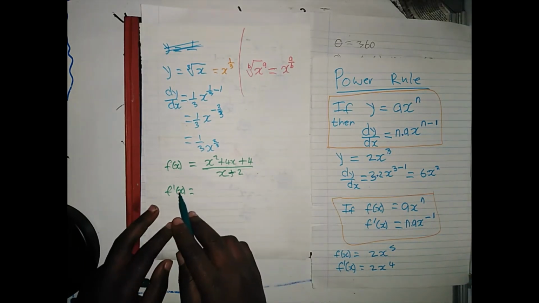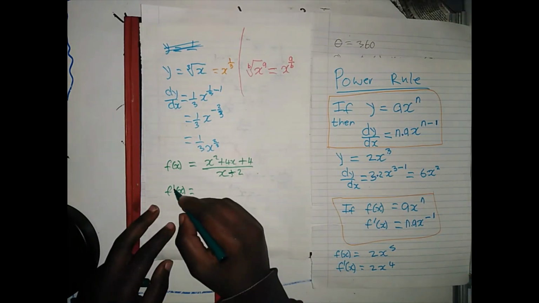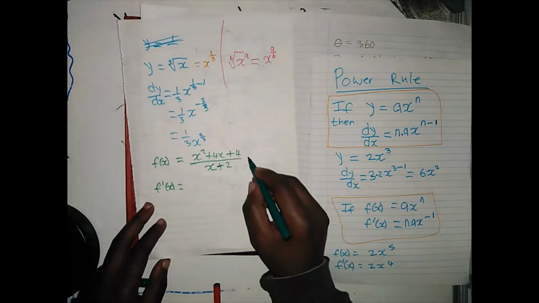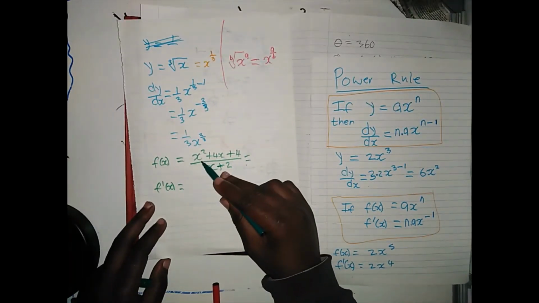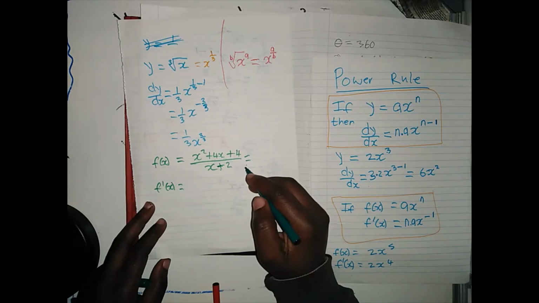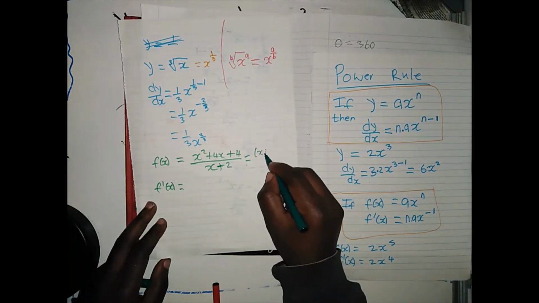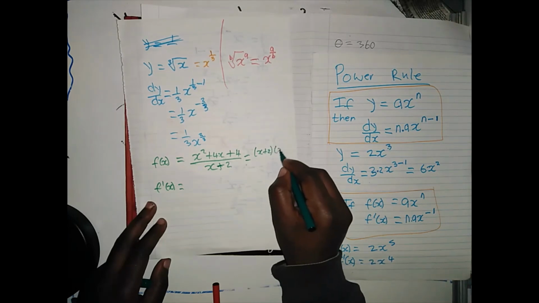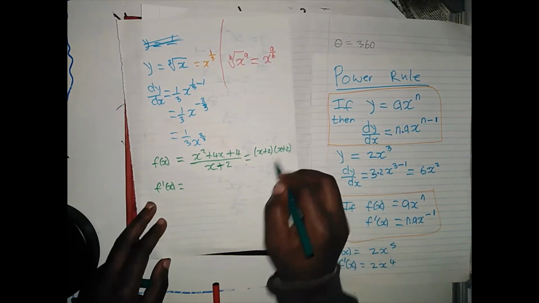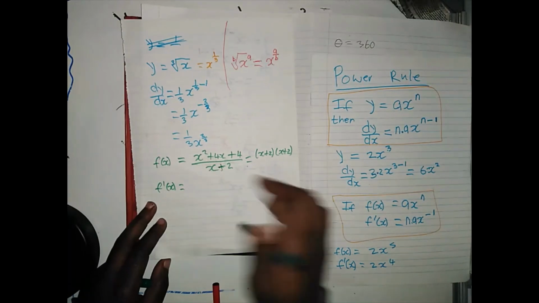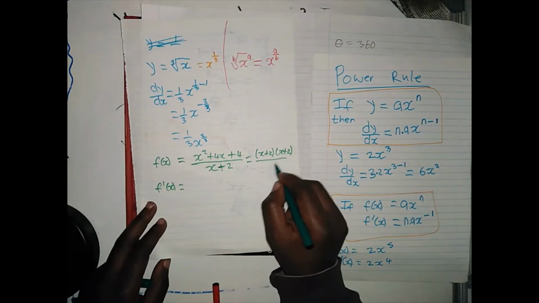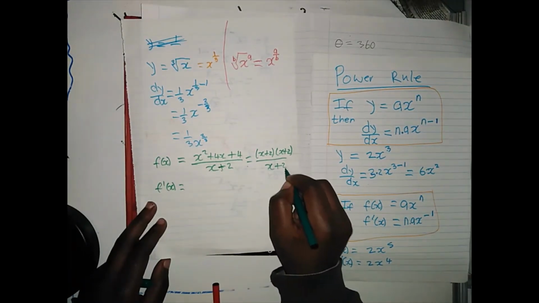So before we even get to f prime of x, we will factorize this, and we can see that it is the same as x plus 2 times x plus 2. When you multiply this, you get exactly the numerator, divided by x plus 2. Can you see that?